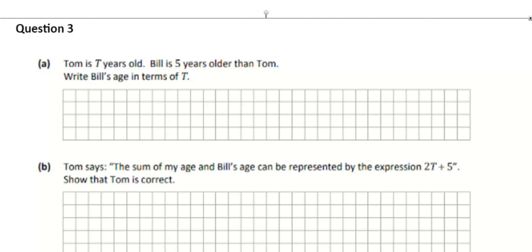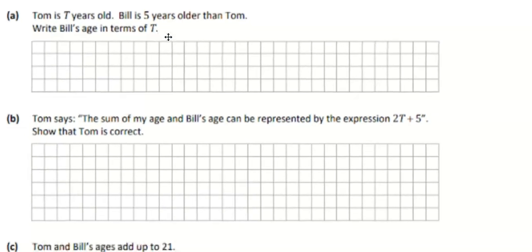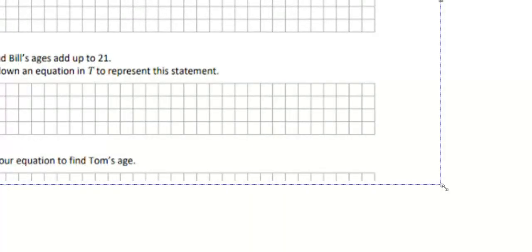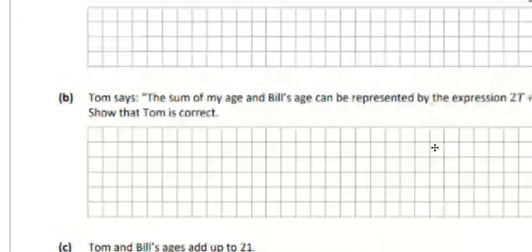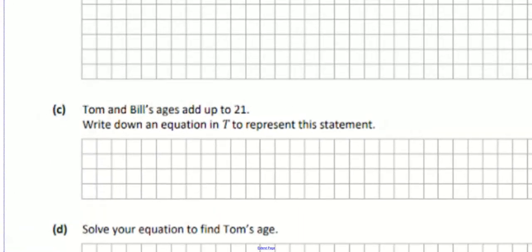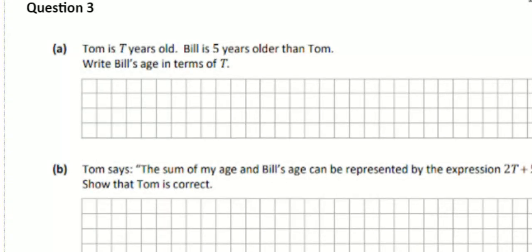Okay, now what we're going to do here is Tom has an age, okay? Now Tom is 2 years old, okay? What's 5 years older than that? No. 5t would mean you multiply the age by 5. T plus 5. Because whatever age he is, you're going to add on 5 years.